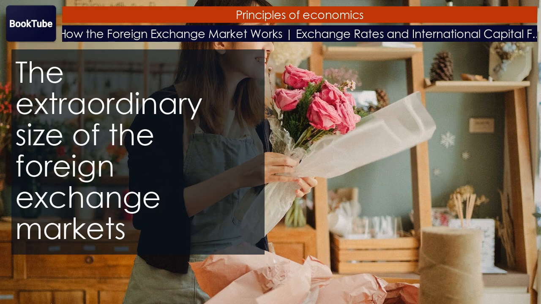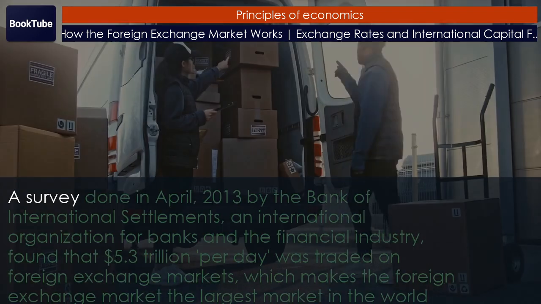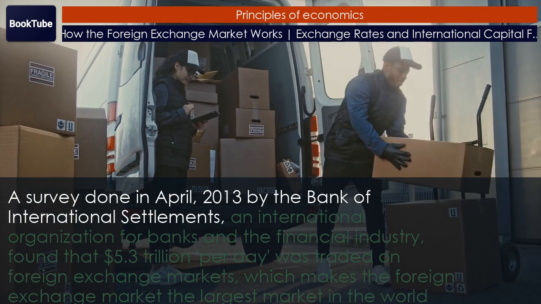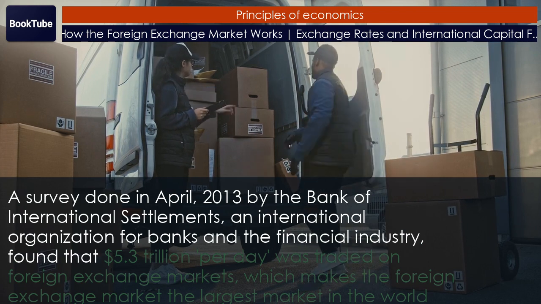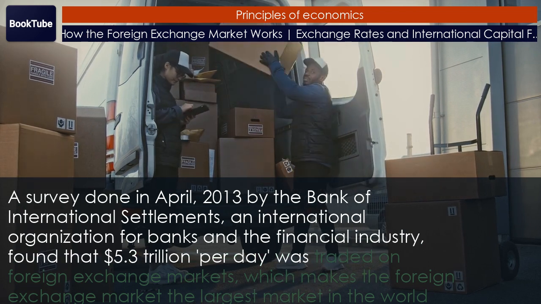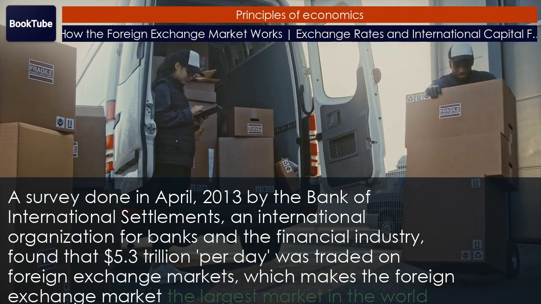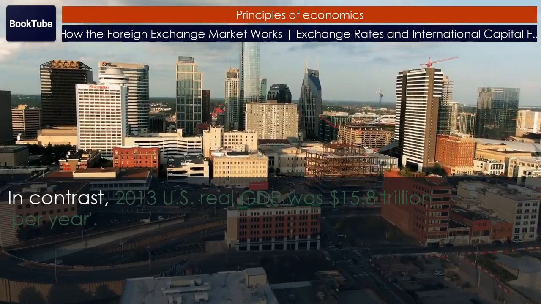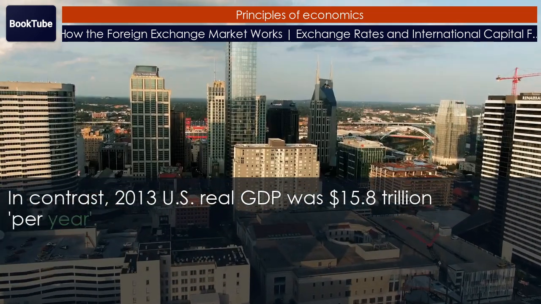The extraordinary size of the foreign exchange markets. The quantities traded in foreign exchange markets are breathtaking. A survey done in April 2013 by the Bank of International Settlements, an international organization for banks and the financial industry, found that $5.3 trillion per day was traded on foreign exchange markets, which makes the foreign exchange market the largest market in the world economy. In contrast, 2013 U.S. real GDP was $15.8 trillion per year.